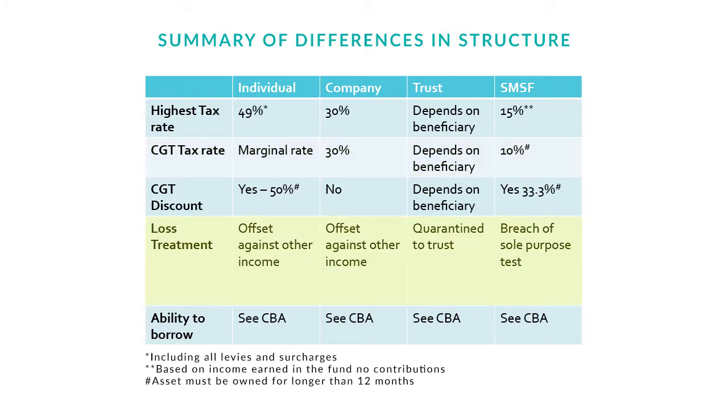The treatment of losses is also important to note, as it does differ between entities. In an individual situation, it can be offset against other income. This is known as negative gearing. In a company, it can also be offset against other income. In a trust, a loss is quarantined and cannot be distributed to beneficiaries and has little tax effect. In a self-managed super fund, it is difficult to have a loss as it is seen as a breach of the sole purpose test.